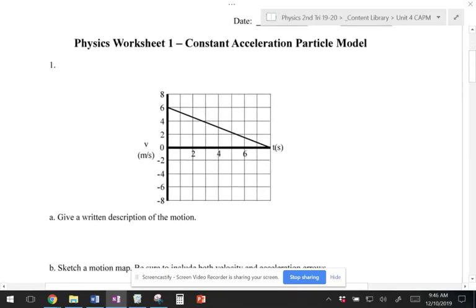So I just wanted to run you through a quick little example related to what you're going to have to do on that worksheet we got at the end of the period yesterday. What's going to be really important now is paying attention to the types of graphs that you're dealing with. This is a velocity versus time graph, and I can see the slope is going down as the graph goes to the right, so it's got a negative slope.